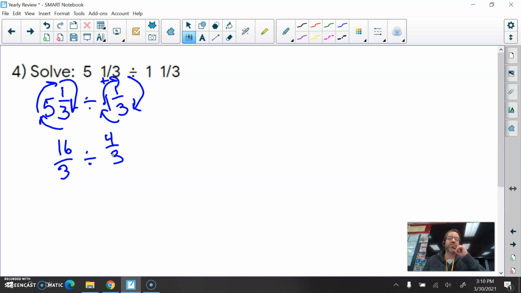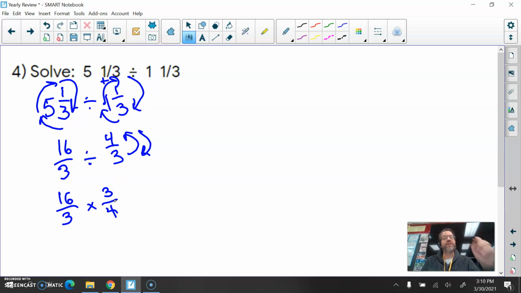Now, I can't actually divide fractions. We have to multiply by the reciprocal of that second fraction. So we have 16/3. Instead of dividing, we're going to multiply. So times, and then I need the reciprocal of 4/3, which is 3/4. Hey, good news on this problem.